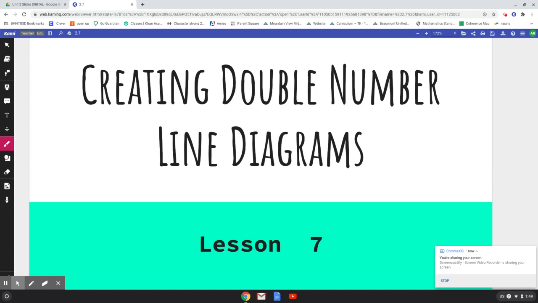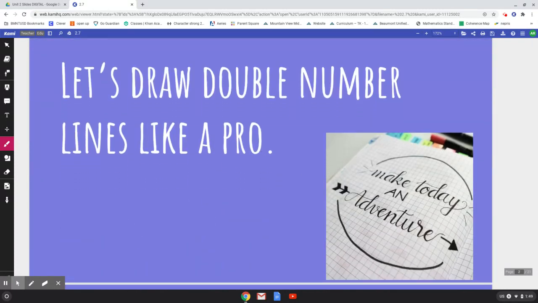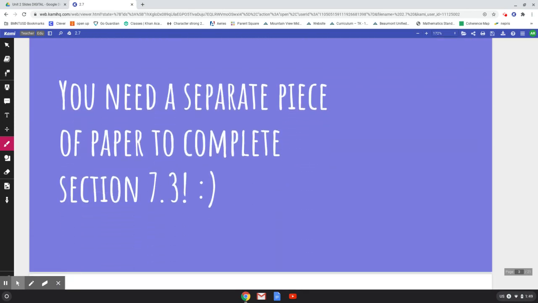All right, so we're going to continue on double number lines. So today we're going to be creating our own, and this is lesson 7. It says, let's draw double number lines like a pro. So at some point in the lesson, you're going to need a separate sheet of paper. It could be line paper, printer paper, construction paper. It really doesn't matter. But you're going to be taking a picture of this piece of paper as well as your notes today.